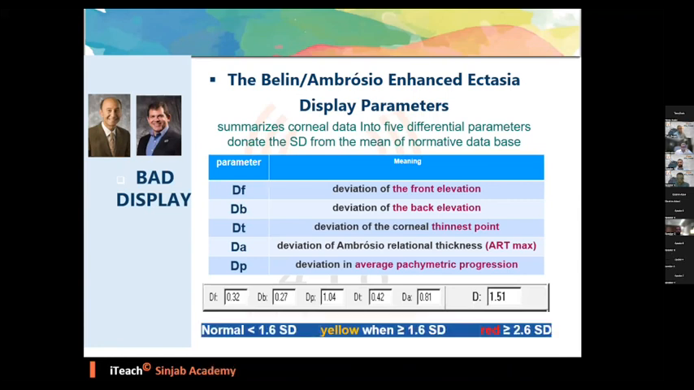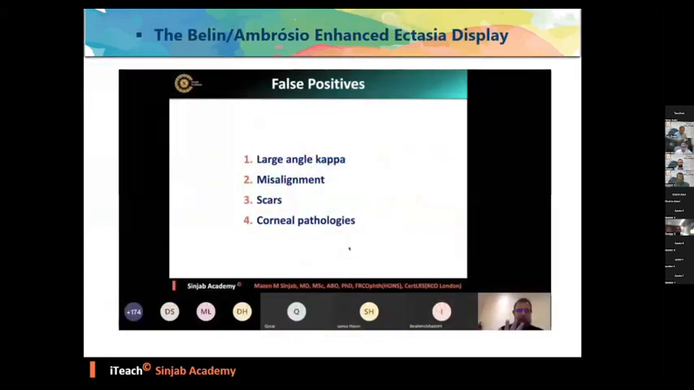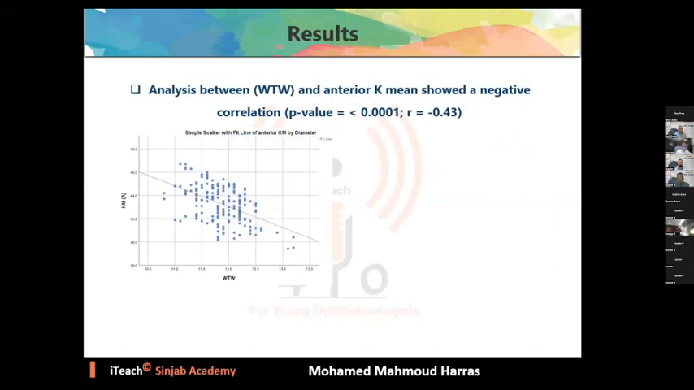When it's suspicious, it's yellow. When it's pathologic, it's red. There is also the final D, which is a single parameter that combines the readings of all parameters. In one of the previous talks of Dr. Mazen Sinjab on YouTube, he mentions that the false positives of the display include large angle kappa, misalignment, scars, and corneal pathologies. The aim of our work was to study the influence of horizontal diameter on corneal tomography and display results, and the results were surprising.